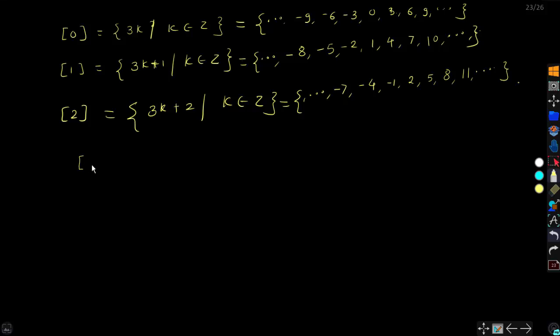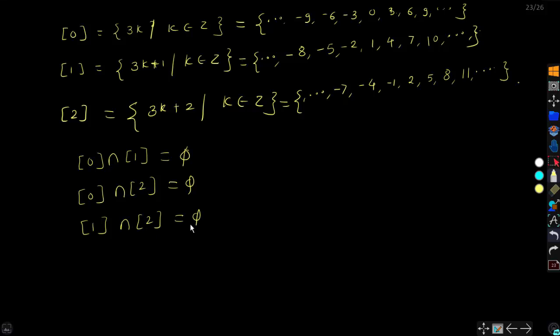So equivalence class containing 0, intersection equivalence class containing 1, is there anything common in these two? Nothing is common, so their intersection is empty. Similarly, equivalence class containing 0 and equivalence class containing 2 is empty. Similarly, equivalence class containing 1 and equivalence class containing 2 is empty, because there are no elements in common.